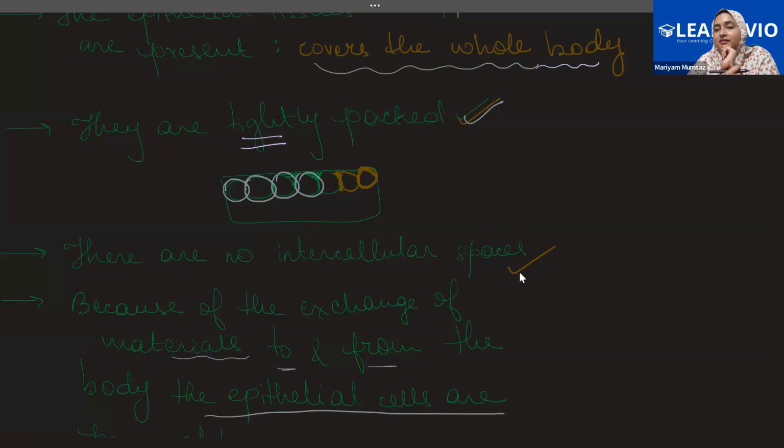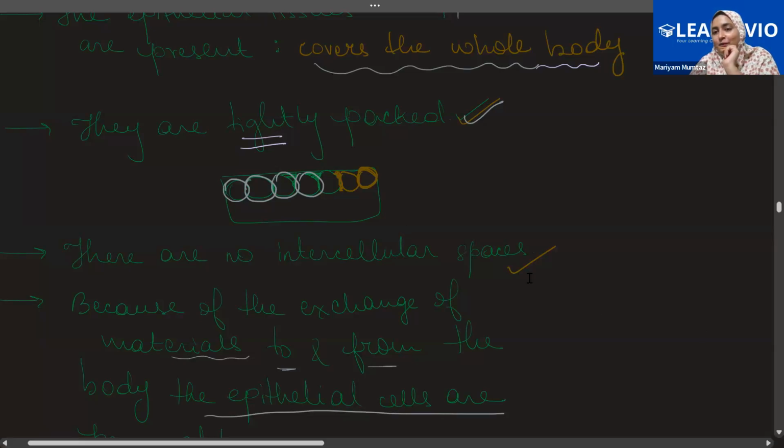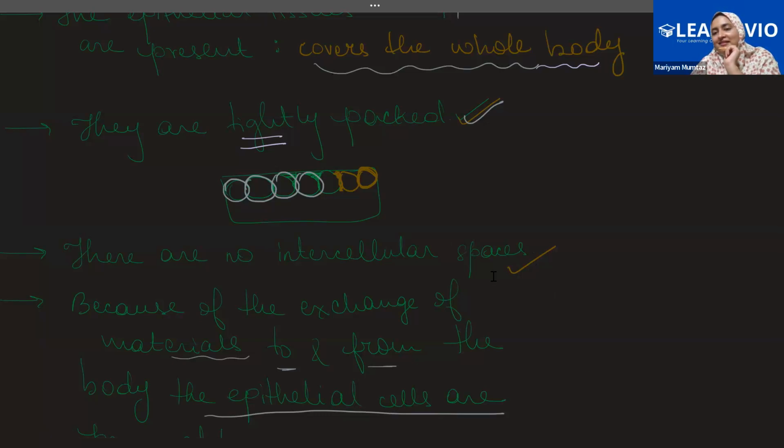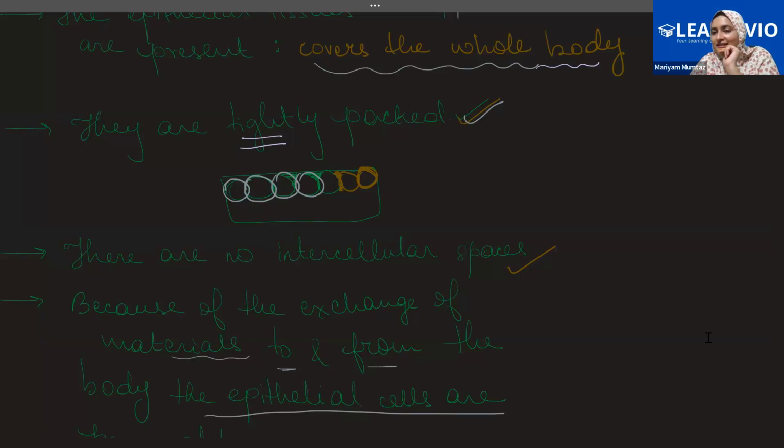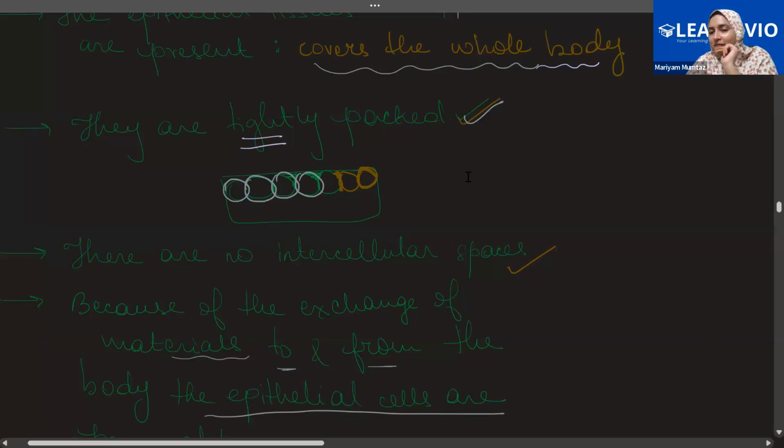Do you people remember the plasma membrane? Yes. The plasma membrane was permeable, right? Was it permeable? What about the others? You people can also talk in the class. Tell me, Abdul Kavi, is the plasma membrane permeable? What do you think?